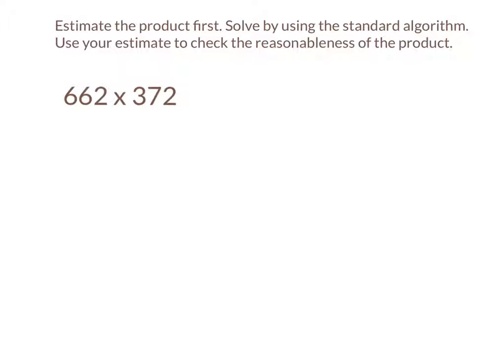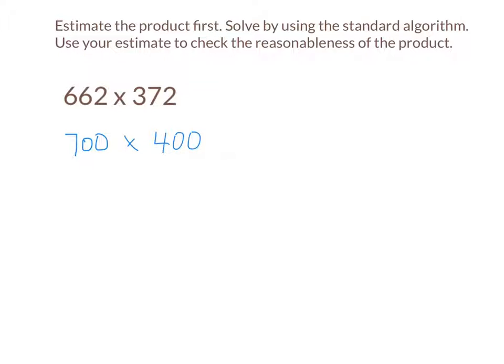Remind me again, what are these parts of the multiplication problem called? Factors. So we can estimate the product by rounding the factors. So we can say 662 is pretty close to what number that's easier to work with? 650. Or even easier, how about 700? Okay, and then 372 is pretty close to what number? 400. So we can estimate that 662 times 372 is close to 700 times 400.